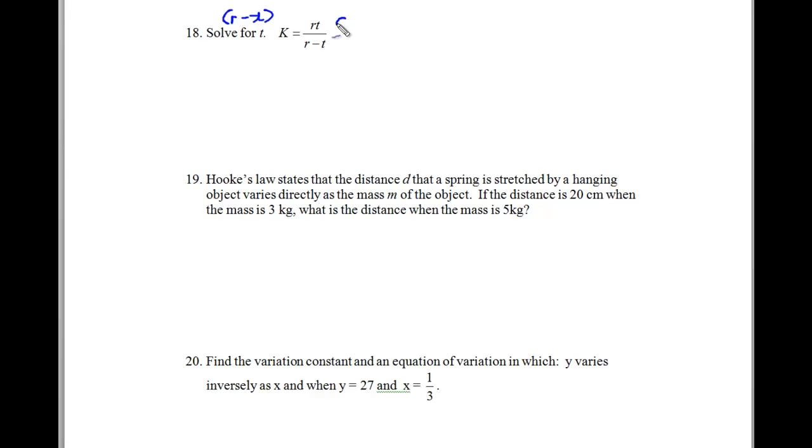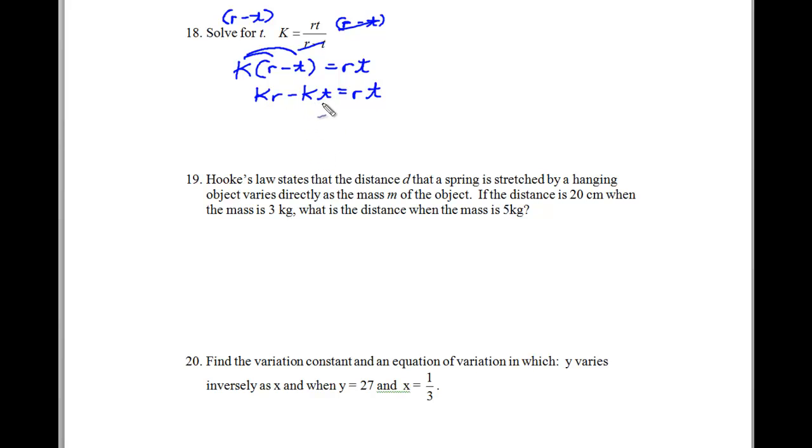If we multiply r minus t on both sides, the r minus t's simplify on the right side, and on the left side we have k times the quantity of r minus t is equal to now rt. We've gotten t out of the denominator, but we still need to do a little bit of mathematics here. So kr minus kt is equal to r times t.